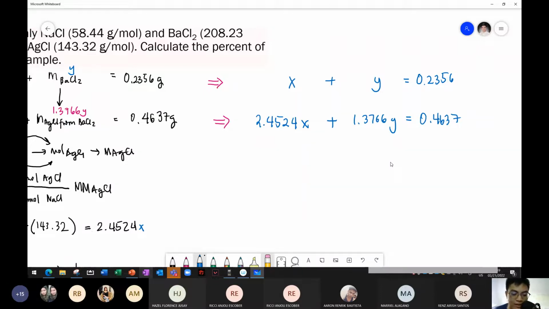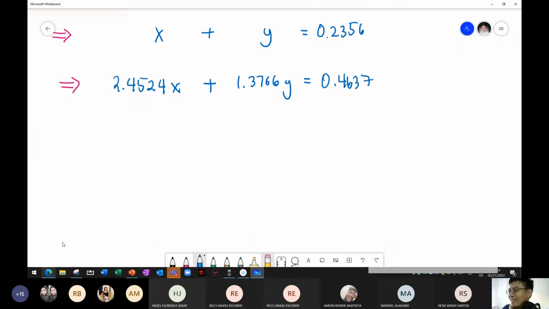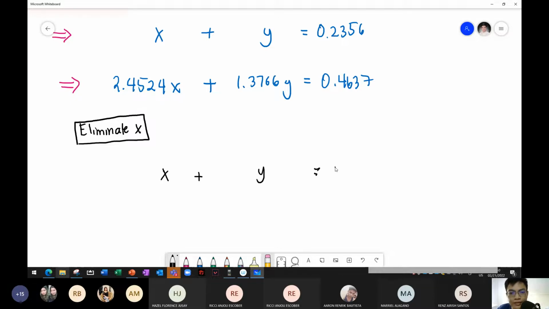Eliminate ko si x kasi ayaw ko sa kanya. Sige, eliminate ko si x. Okay, yan yung target ko. Eliminate x. Kopyahin ko muna uli ha. Kopyahin ko x plus y. Ito lang medyo nakakatamad sa long method, as in gagawin mo talaga yung pag-copy paste ng lahat.